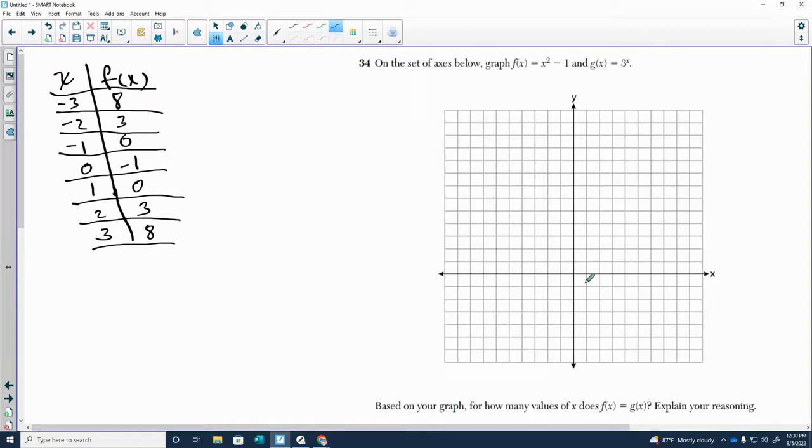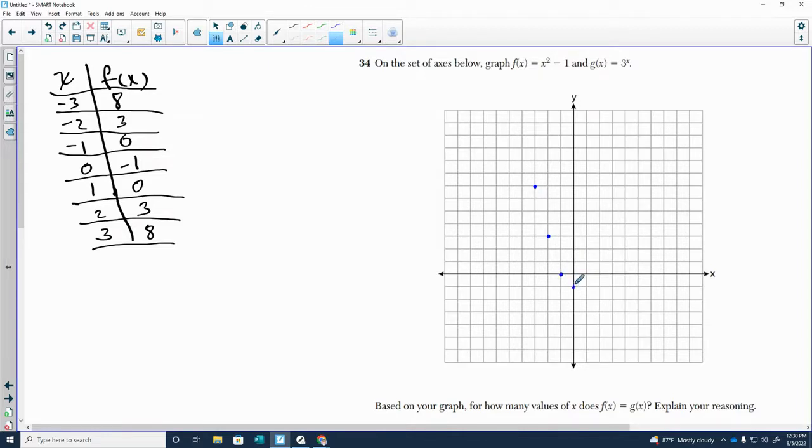So here we go. -3, 1, 2, 3, 4, 5, 6, 7, 8. Oops, that point was a little too big. Let's make it a little bit smaller. -3, 8. There. -2, 3. -1, 0.